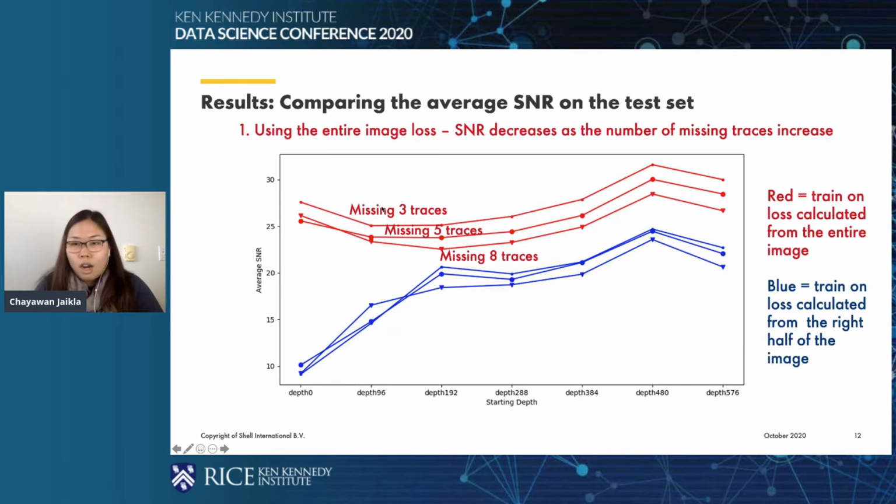The average SNR ranges from 23 to 33, and the more missing traces, the lower the average SNR, which is expected. These results are equivalent to or better than the previous studies that trained the model with synthetic datasets that are usually not as complex as the real-world dataset that we are using. And all the loss functions that we tried give similar SNR results.